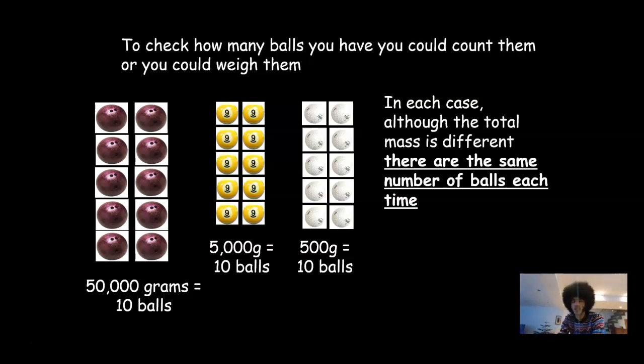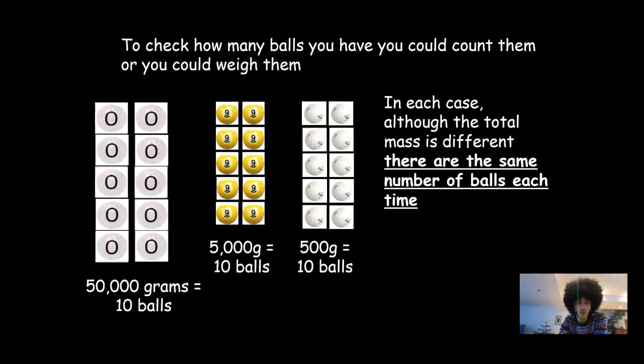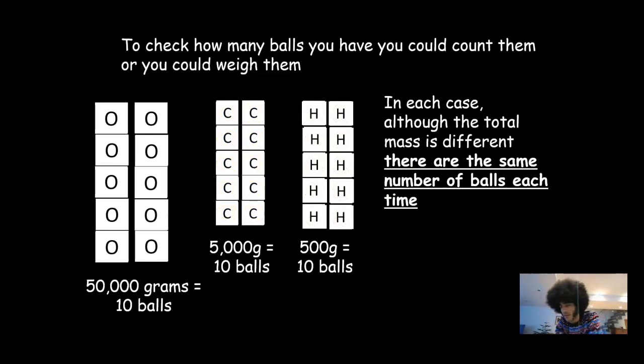Now, you can use this idea of different masses of balls with elements. So instead of a bowling ball, we could have oxygen, which has an atomic mass of 16, or carbon, which has a mass of 12, or hydrogen, which has a mass of 1. The idea that you've got different masses of each kind of quantity, but the same number of atoms, is very useful when you're trying to think about moles.